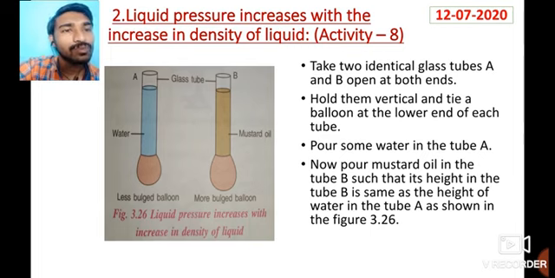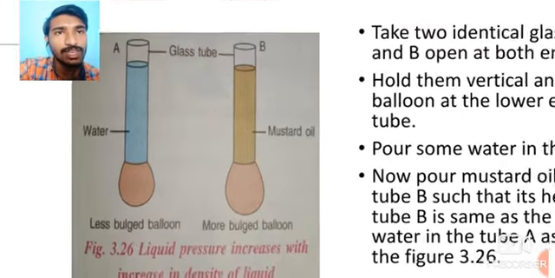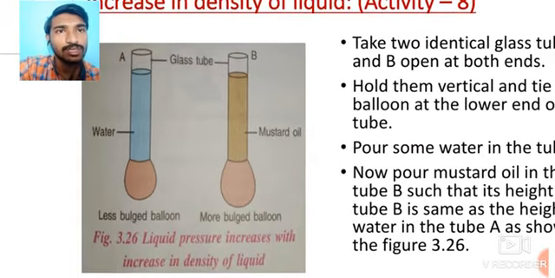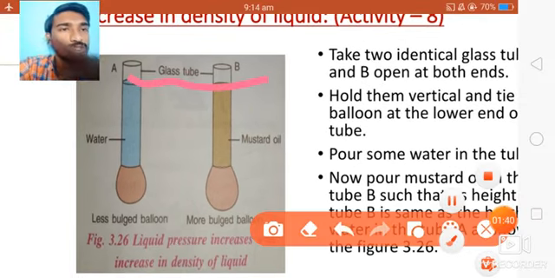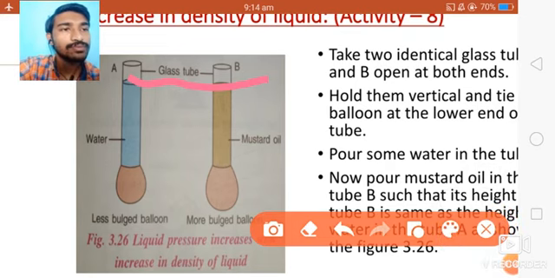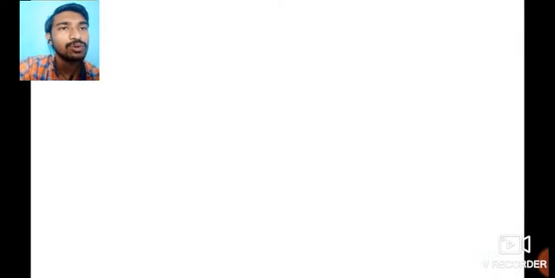Now pour mustard oil in the tube B such that its height in tube B is the same as the height of water. That means you have to pour the mustard oil so that the height of the liquid is the same in the two glass tubes. Here you can see the level of the liquid in the two glass tubes should be the same.